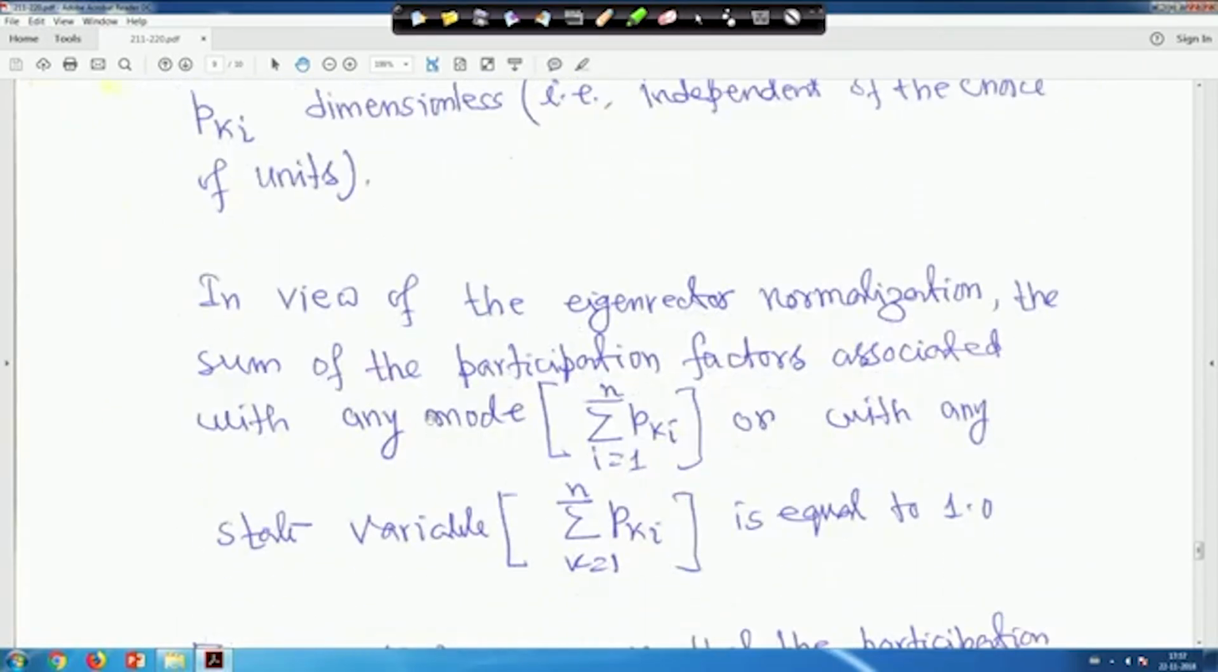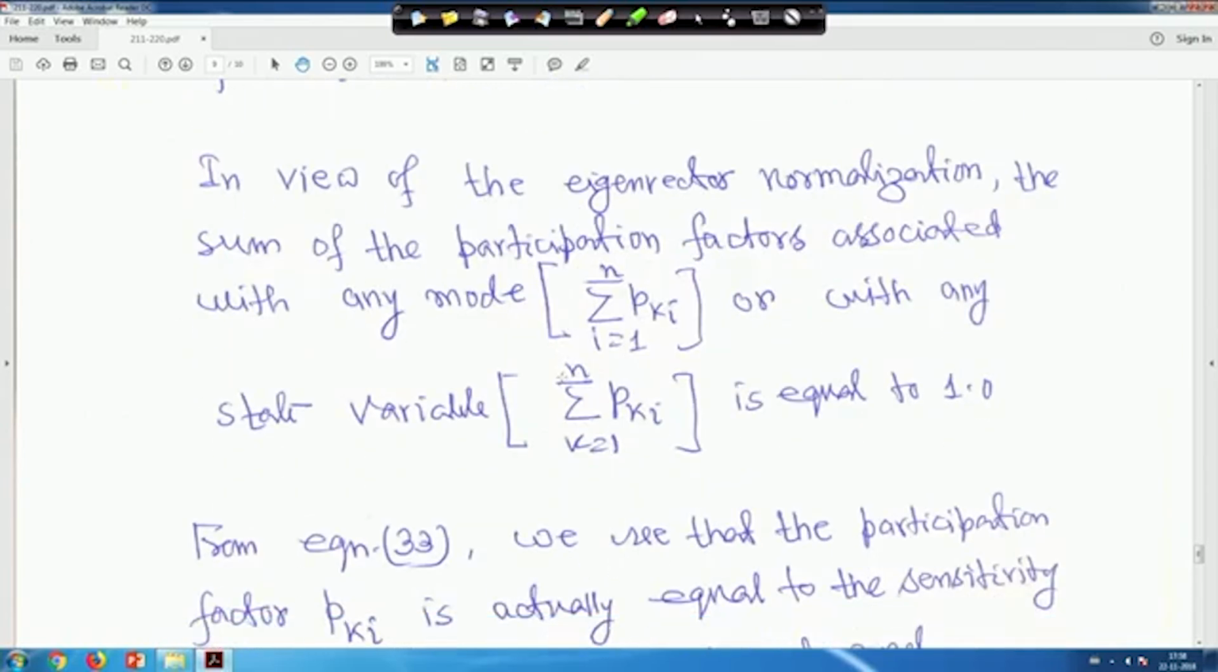So, in view of the eigenvector normalization, the sum of the participation factors associated with any mode, that is sigma k equal to 1 to n p ki, or with any state variable, sigma i equal to 1 to n p ki, is equal to 1. That is after normalization. Later we will also see a different derivation, but the meaning is the same.